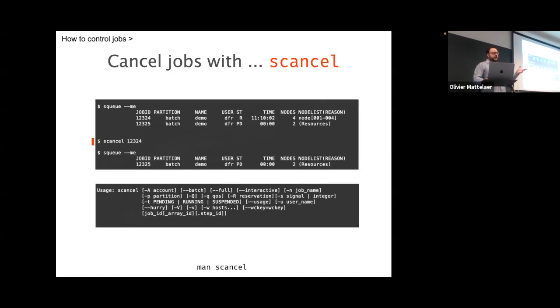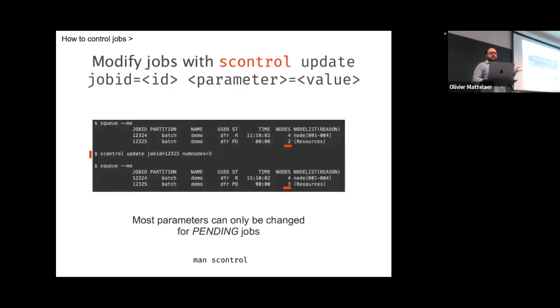If the error that you made does not require you to cancel your job, but you would like to modify it, you can do it if your job is still pending. Actually, there are some parameters that you can change while the job is running, but most of them are frozen once the resources have been allocated. But if the job is pending, you can use scontrol update.